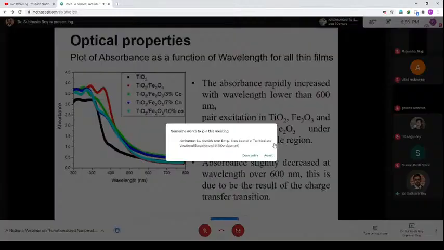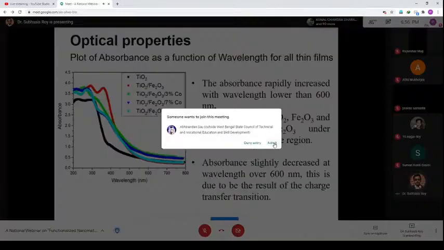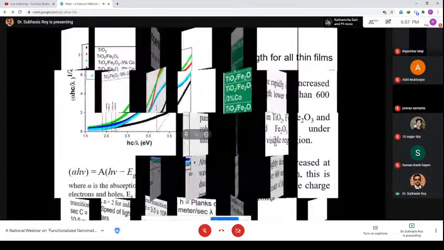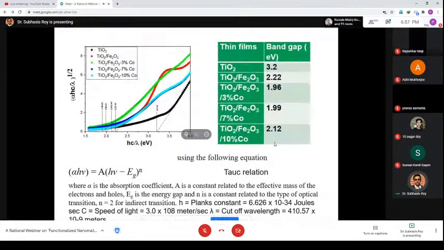And for the optical property, we tune the cobalt and iron percentage in the films of TiO2 and Fe2O3. Here, if we check the band gap, we optimize the band gap of TiO2 by doping cobalt. 3% is showing 1.96 eV band energy.